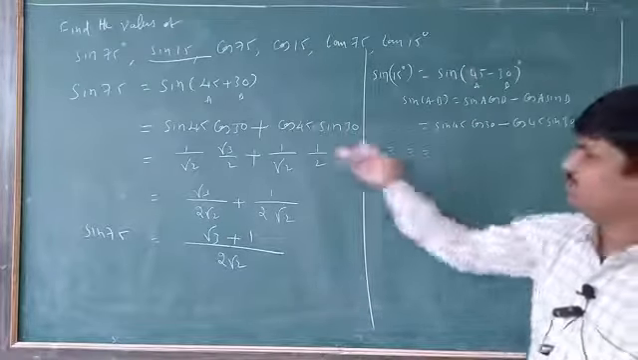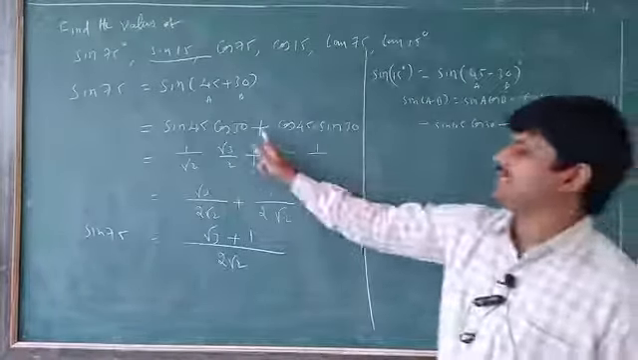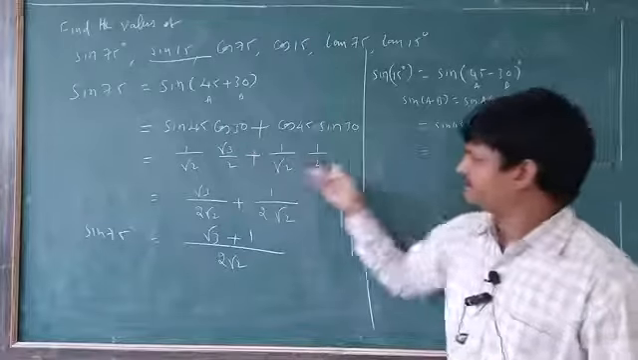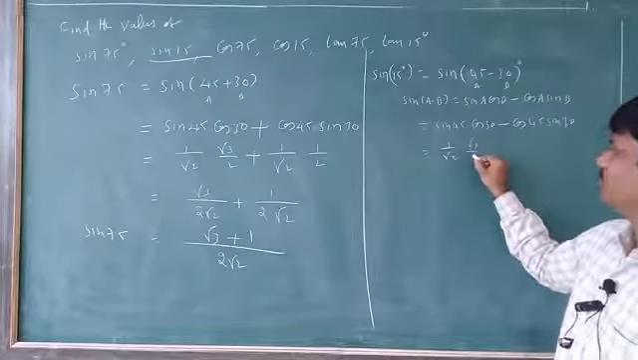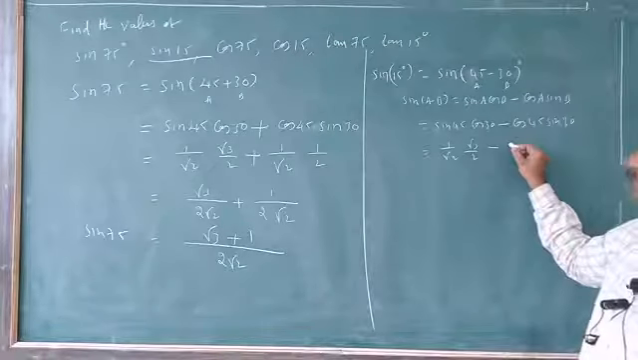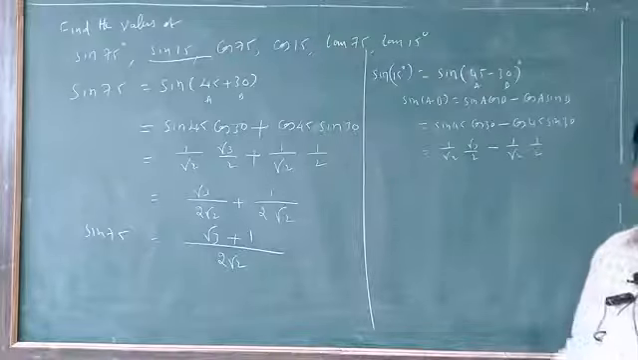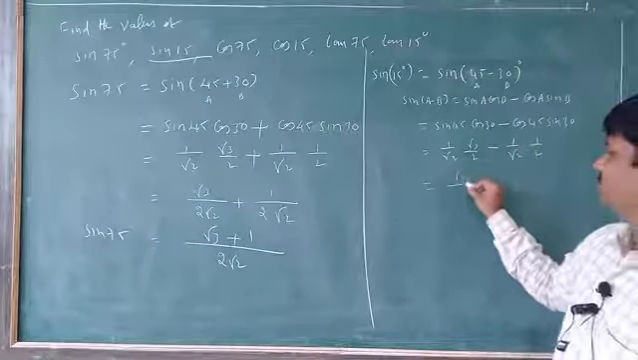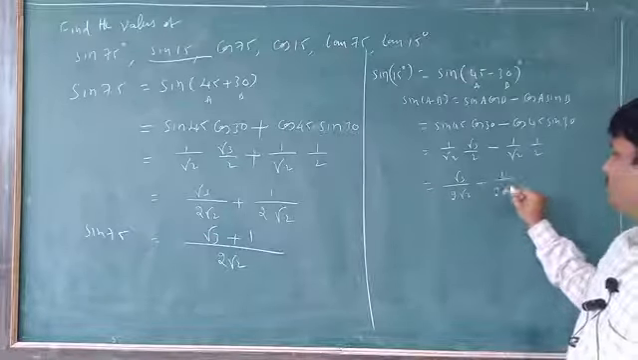Sin 45 cos 30. Minus. Here plus is there in the other formula, but here minus is there. Same values. 1 by root 2, root 3 by 2, minus. Here what is that? 1 by root 2, 1 by 2. If you simplify this one: root 3 by 2 root 2 minus 1 by 2 root 2.